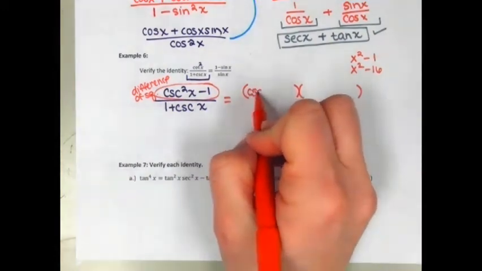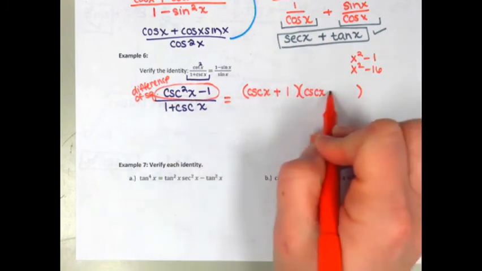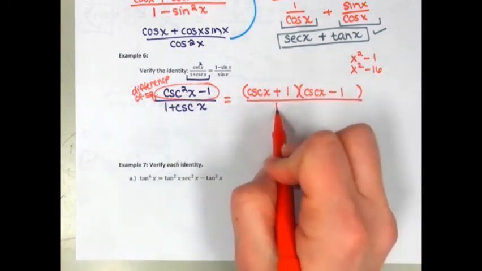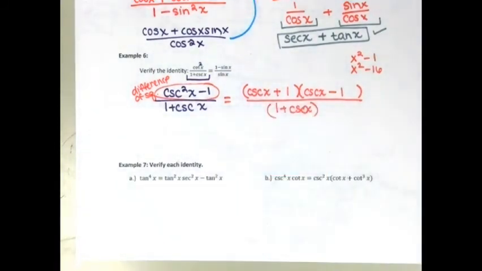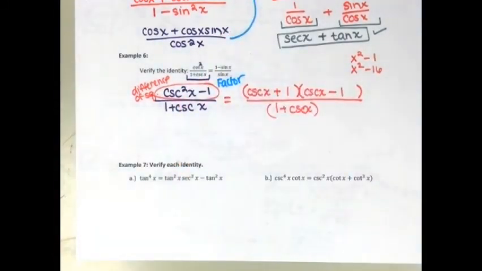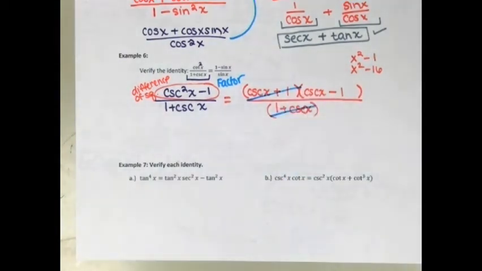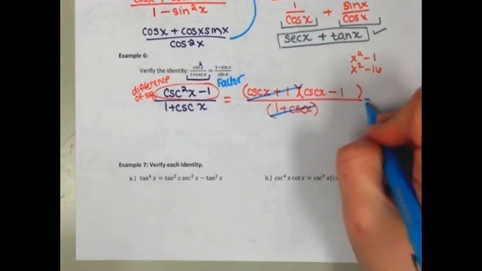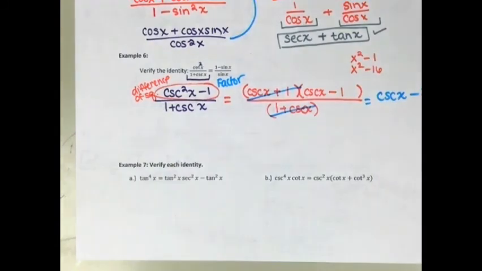That'd be secant x in the first term, and then we'll have plus 1 and minus 1. And then we have 1 plus secant x on the bottom. So we factored. So what do you guys notice now after I factored that? I cancel something out. So what am I left with? I'm left with secant x minus 1. Now, is that what we wanted? No. But we're getting there, right?